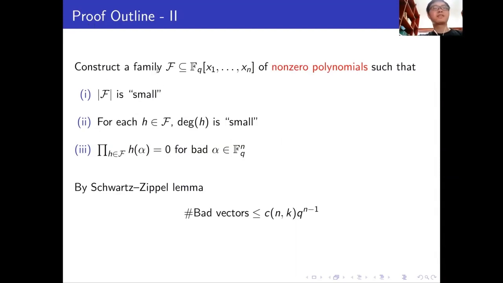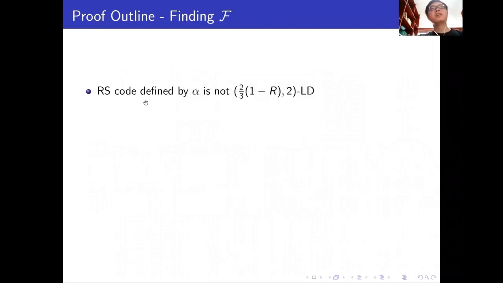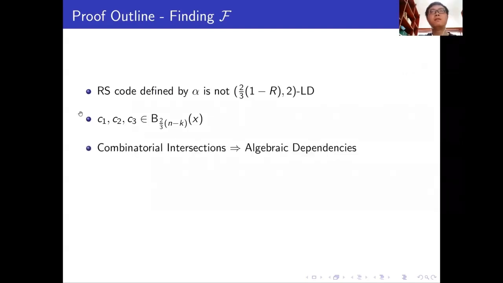In fact, we construct such a family by proving a new type of linear dependency between codewords of a code that are contained in a small Hamming ball. To be more precise, if the RS code defined by α does not have this decodability, then it means that there is a vector x such that the Hamming ball of radius 2/3 times (n-k) and center x intersects the code in at least 3 codewords, c1, c2, and c3. Then, since the 3 codewords are contained in a relatively small Hamming ball, they must have many equal coordinates.